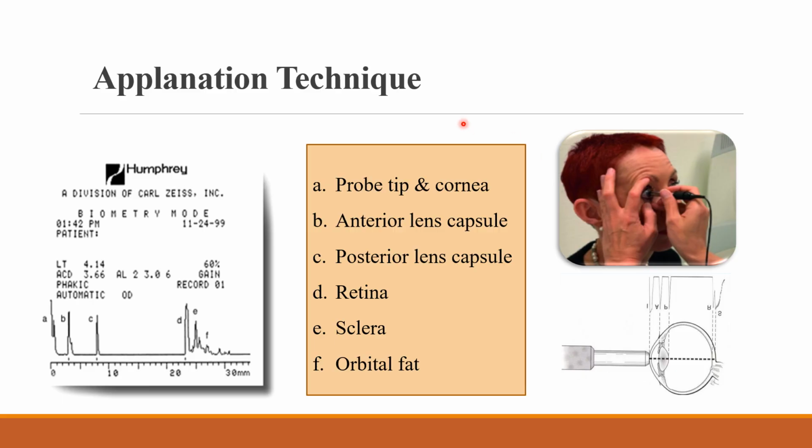Here the picture shows the applanation technique. The probe touches the cornea. Here is the cornea, and this is our probe. And here is the scanned print, and we can see the spikes of the probe tip and cornea. A indicates the probe tip, B indicates the anterior lens capsule, C indicates the posterior lens capsule, D indicates the retina, E indicates the sclera, and F indicates orbital fat.